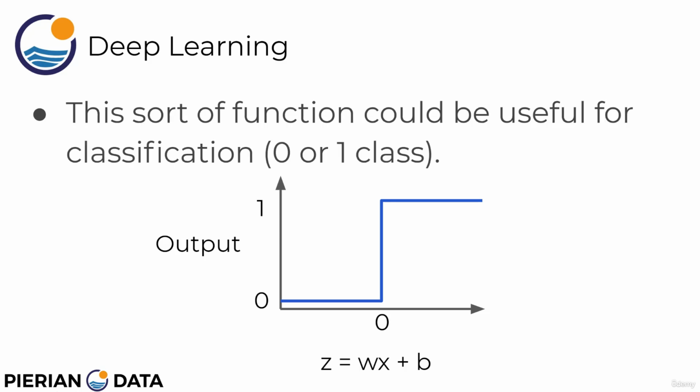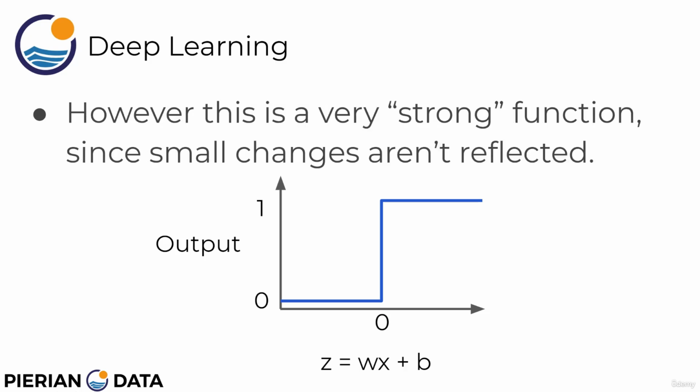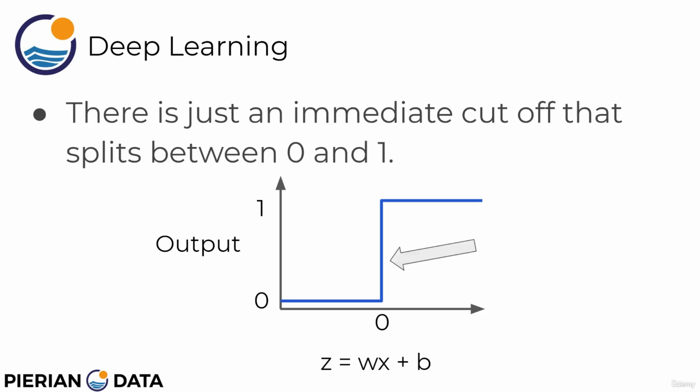So this sort of function is really useful for classification. It will always output either 0 or 1. However, this is a very quote-unquote strong function, since really small changes aren't reflected. You can see here, there's just an immediate cutoff that splits between 0 and 1.